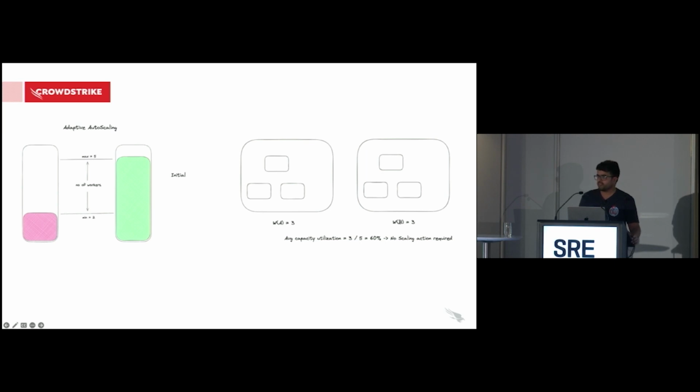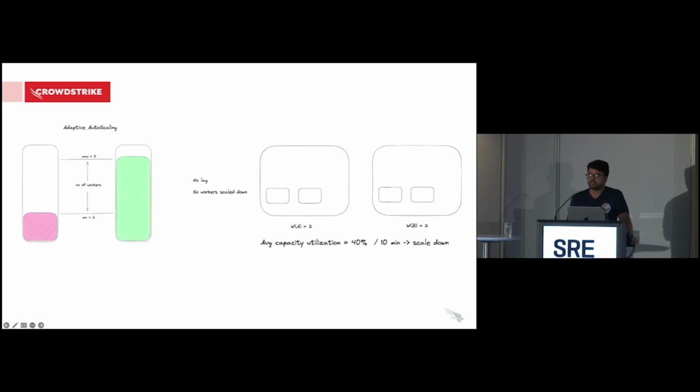Imagine a scenario where we have two pods with three workers in each. The average capacity utilization in this scenario is 60% because we're using three out of five. And as per our autoscaling strategy, there is nothing to do here because we don't have to scale up or scale down. But when the system is idle and there is no work, adaptive concurrency is going to reduce the number of workers in your pods as we've seen before. Say in this scenario, the average capacity utilization is 40%. And this should result in a scale down because it is less than the scale down threshold of 50% utilization.